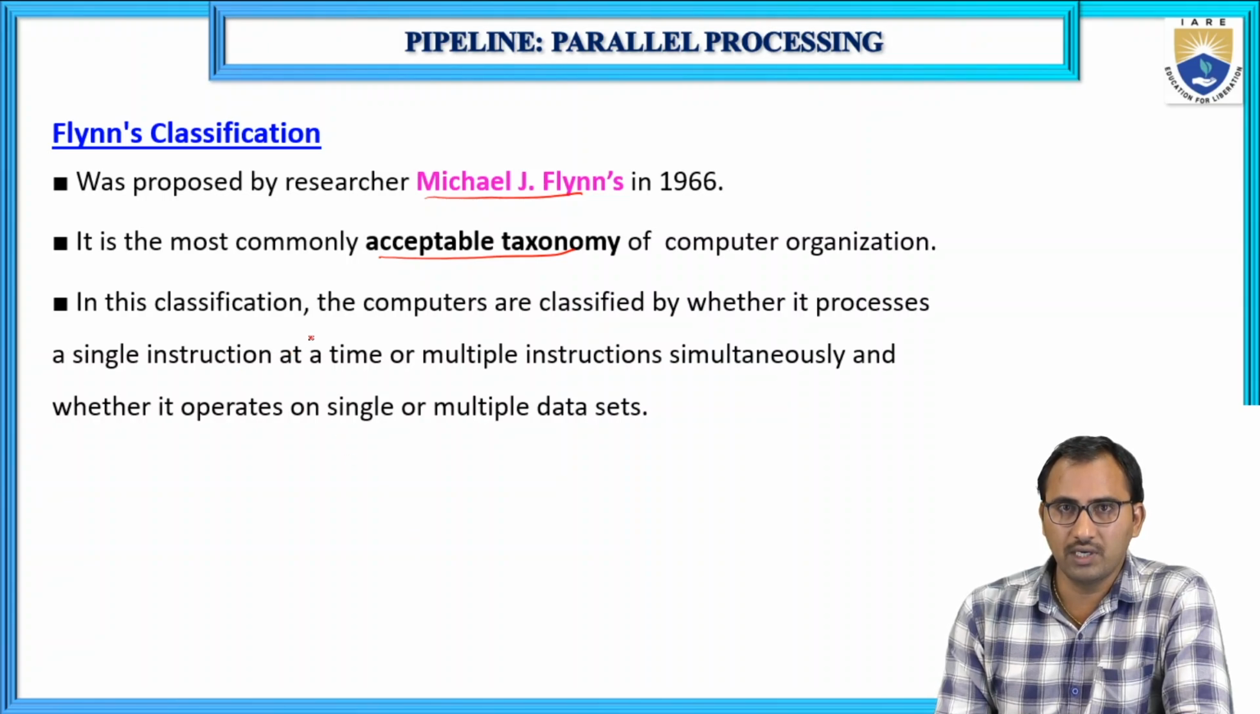In this classification, the computers are classified by whether they process a single instruction at a time or multiple instructions simultaneously, and whether they operate on single or multiple data sets. Based on this, the computers are classified into four types: based on the number of instructions operating at a time, and whether these instructions operate on a single set of data or multiple sets of data.